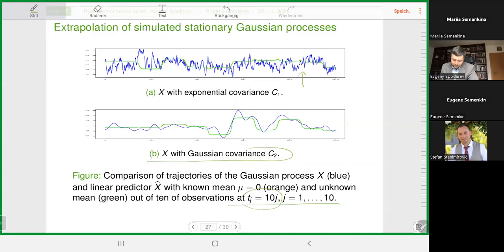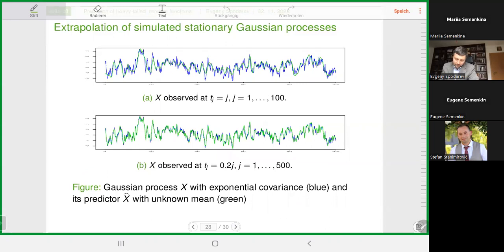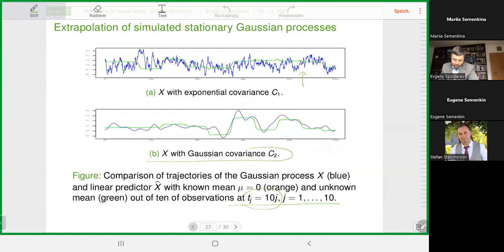And then if we increase the number of observations, so we observe it at each of the values, or even with step size 0.2, then our results become better and better, which is in accordance with the consistency property, what I was saying before. Let me just go back. This consistency property is exactly this.